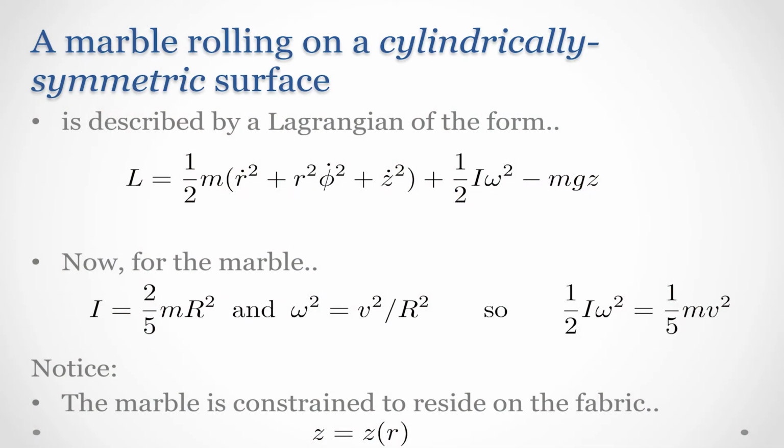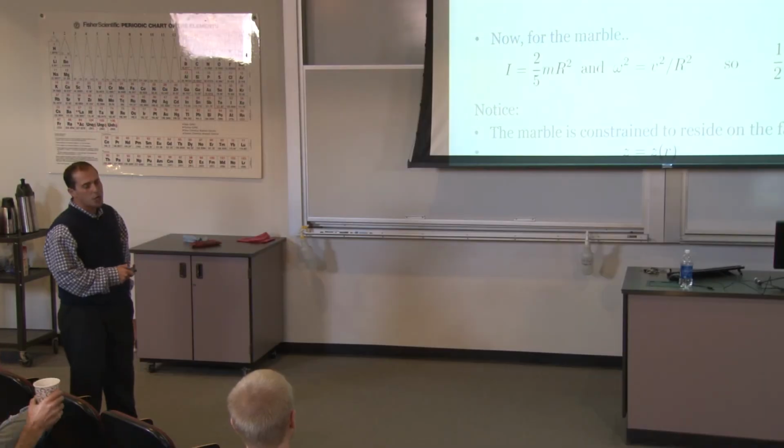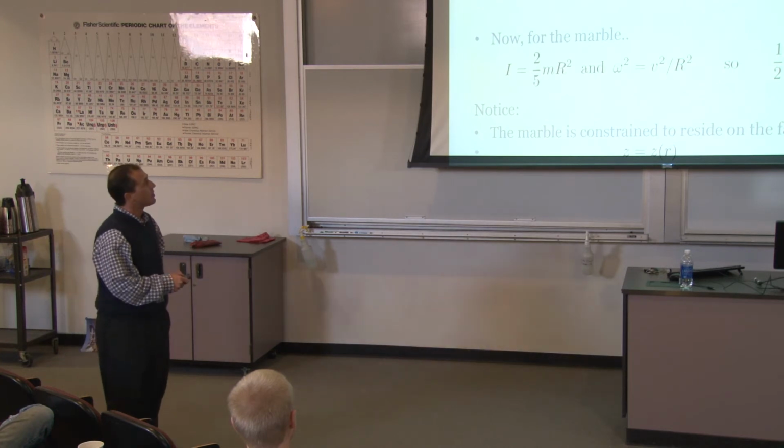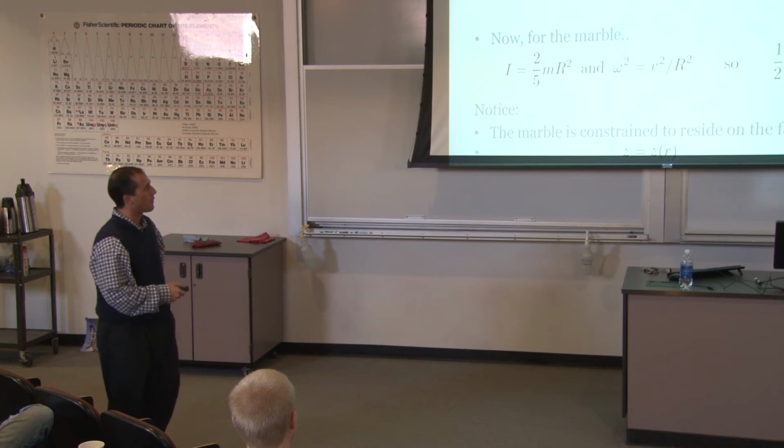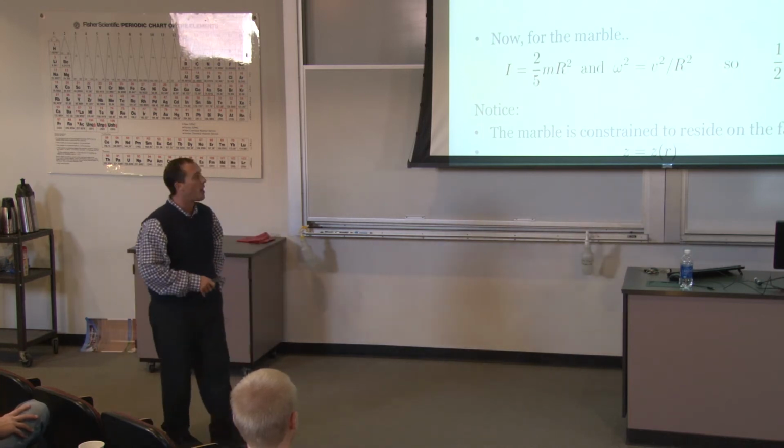All right, so first off, let's talk about a marble rolling on a cylindrically symmetric surface. This is, of course, the Lagrangian that describes a marble of mass m moving on this cylindrically symmetric surface. There are effectively three terms. This is just v squared, so this is the translational kinetic energy of the marble. This is the rotational kinetic energy of the marble, since the marble's rolling on the surface. Minus the potential energy. This is just the gravitational potential energy of the marble itself.